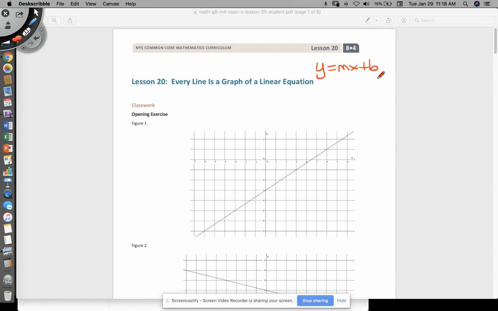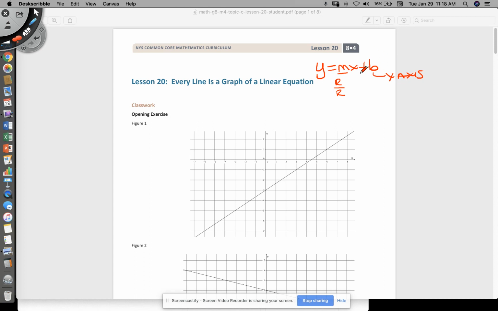And as we've learned in previous lessons, your b is where it crosses the y-axis, also known as your starting point, and the m is your slope. That's your rise over your run, or your drop over your run, depending on what type of line you have. So let's start with this one.